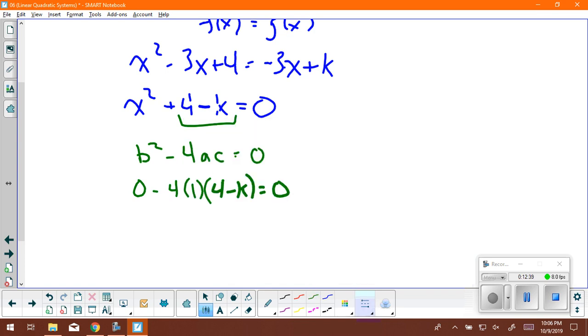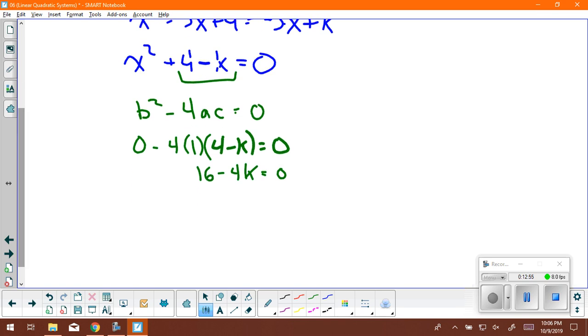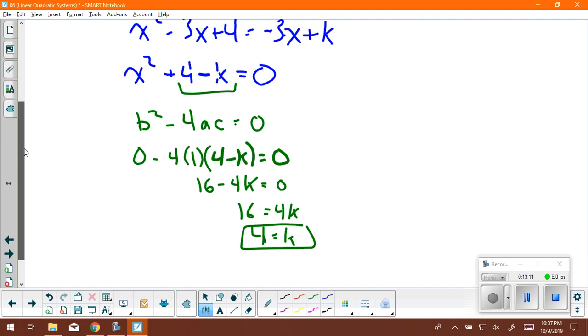Okay, so let's start solving this out. I've got 4 times 1, so 4, and then times my bracket. So I've got 16 minus 4k is equal to 0. Let's say we bring over the 4k. So 16 equals 4k. Divide both sides by 4. So 4 is equal to k. So my value of k is 4. Then I only get one solution.